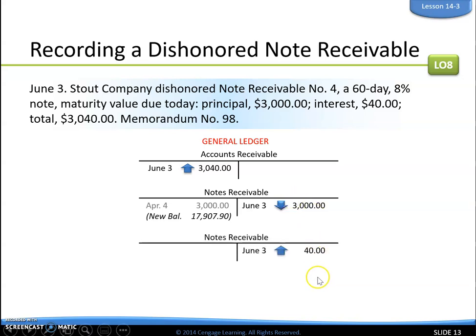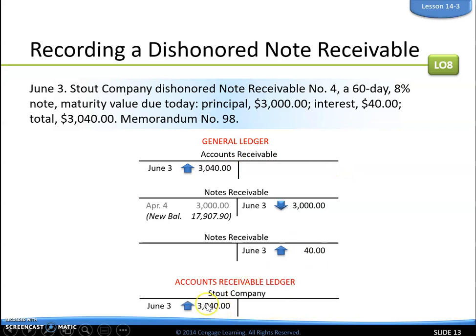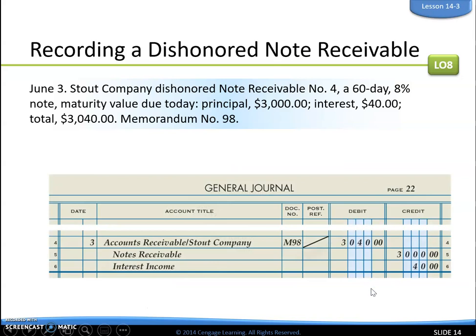And then we're also going to, this should not say notes receivable, that should say interest income. We're going to credit that interest income. Now, we're not actually receiving that money, but we have earned that revenue. So we are going to credit interest income. And then we're also going to debit, with that accounts receivable, we're going to debit Stout Company, showing that they owe us money.